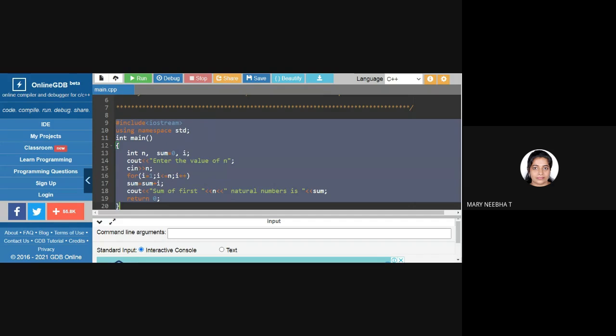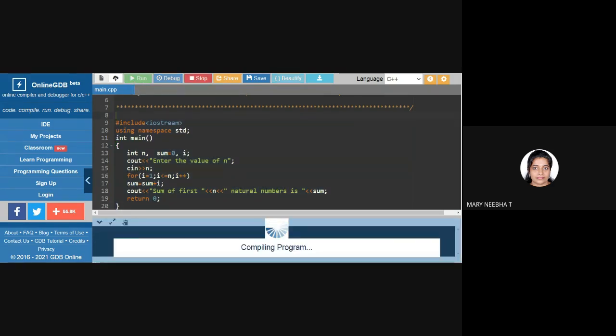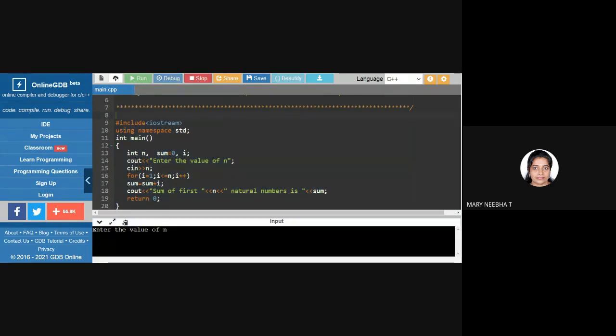Okay, so this is the program. If I execute this program, it asks to enter the value of n. Listen carefully. Suppose I am entering some value like 100. I'm getting the sum of n natural numbers, 5050. Suppose I give higher values: 1000, 10,000, 1 lakh. I'm giving 1 lakh, and I'm getting the values.